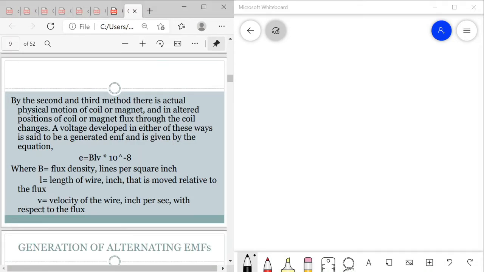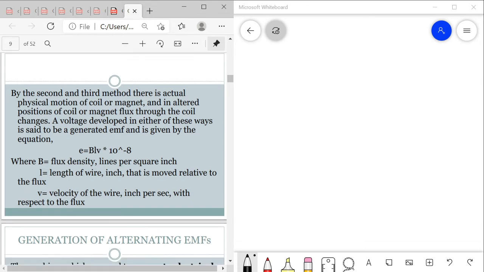By the second and third method, there is actual physical motion of coil or magnet, and in altered positions of coil or magnet, flux through the coil changes. A voltage developed in either of these ways is said to be a generated EMF and is given by the equation E is equal to BLV times 10 raised to negative 8. B is the flux density or lines per square inch, and L is the length of wire in inches that is moved relative to the flux. V is the velocity of the wire in inches per second with respect to the flux.